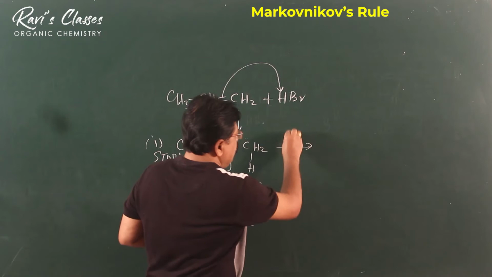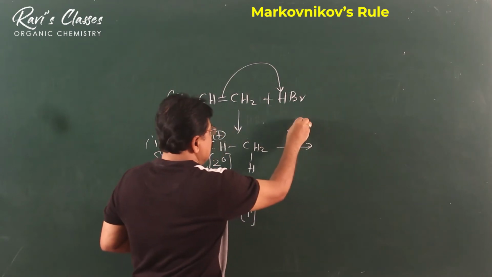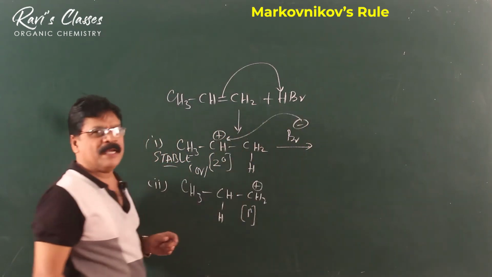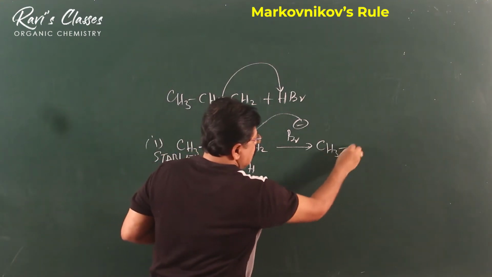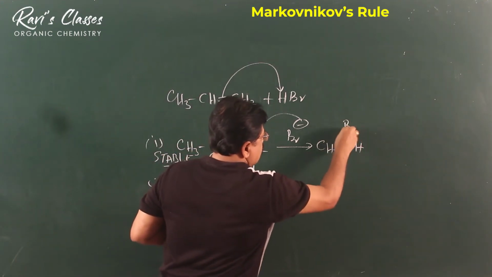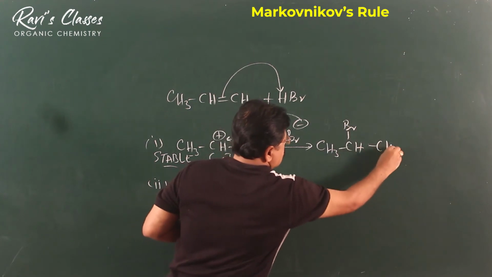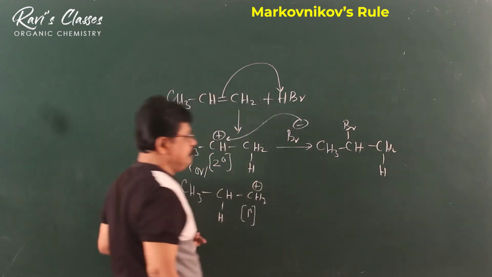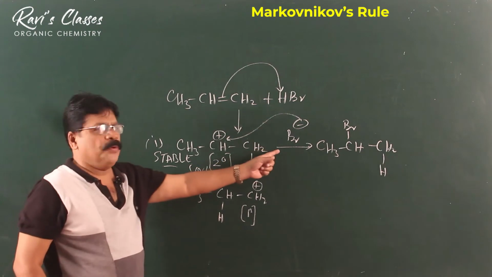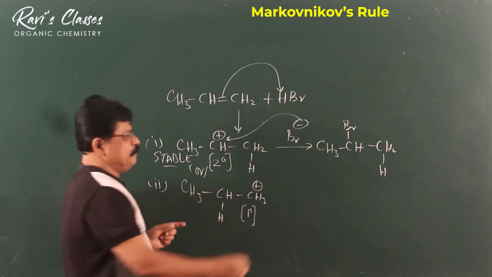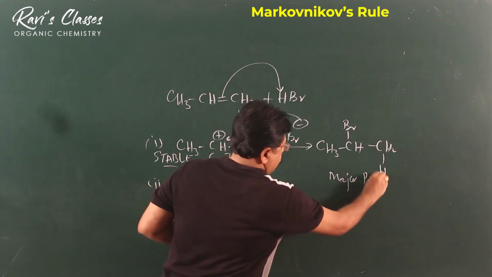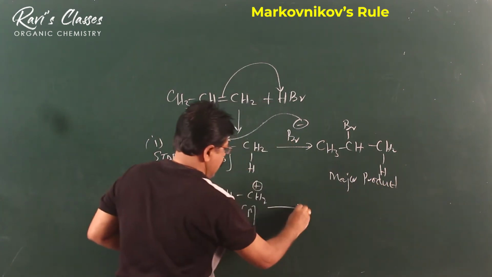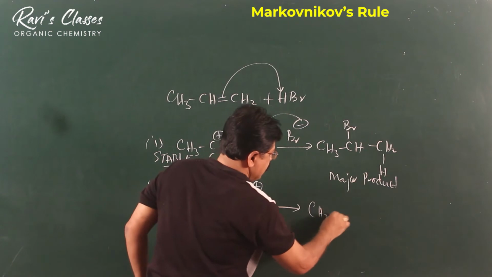Now, Br minus will come here and we get the product CH3CHBrCH3. So, this will be the major product. And this will be the minor product.